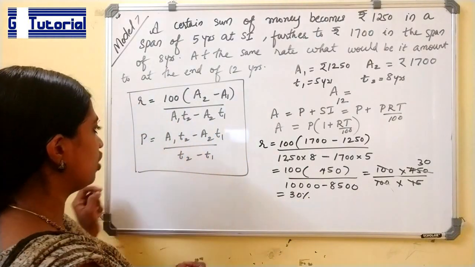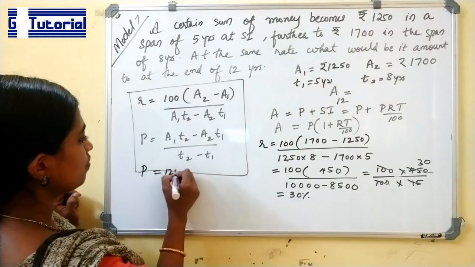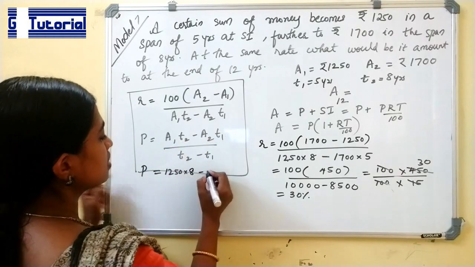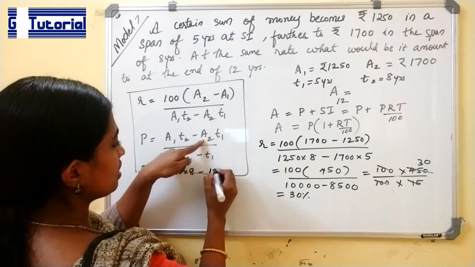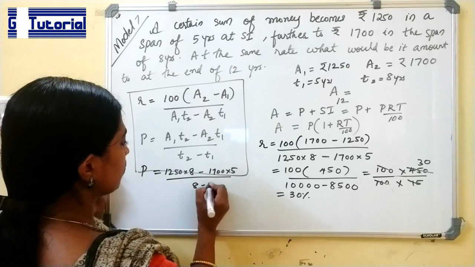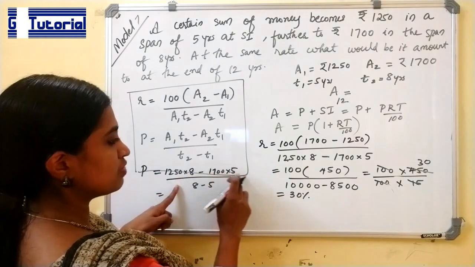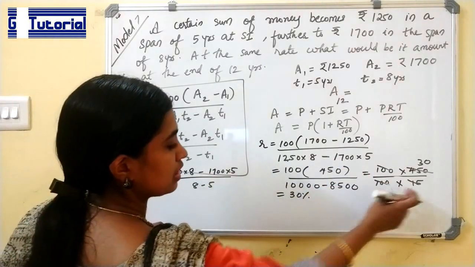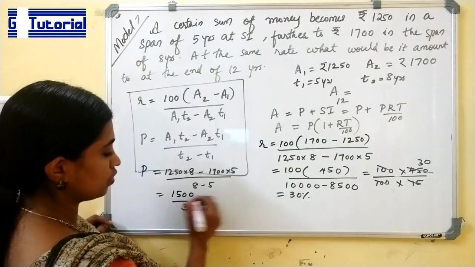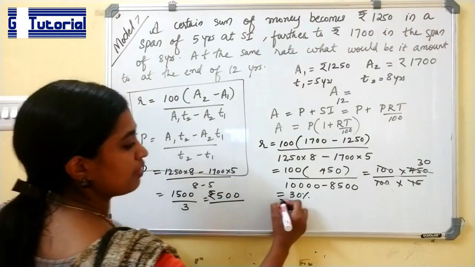Similarly, we can calculate the value of principal. So P is equal to A1 is 1250 into T2 is 8 minus A2 is 1700 into T1 is 5, divided by T2 minus T1, which is 8 minus 5. We have calculated 1250 into 8 minus 1700 into 5 is 1500, divided by 8 minus 5 is 3. So the value of principal is 500 rupees. We have obtained the value of principal and value of rate.